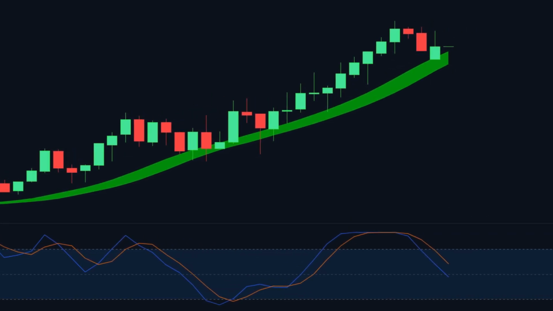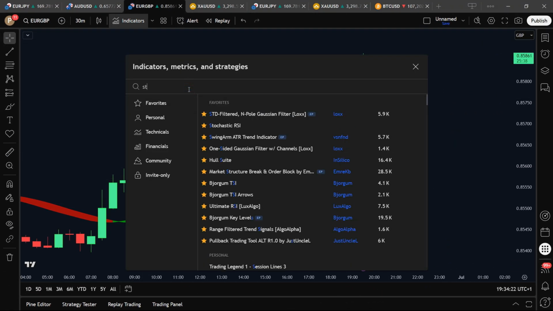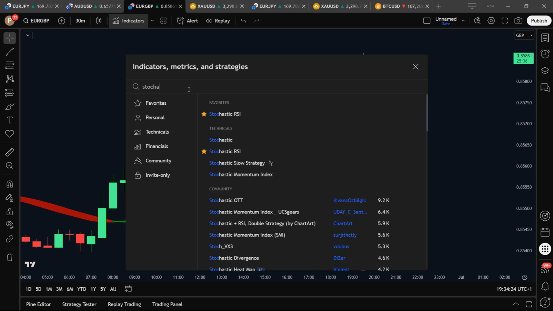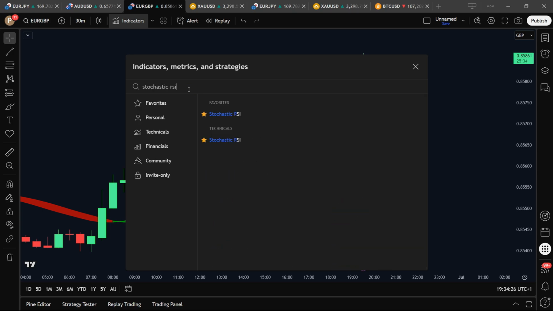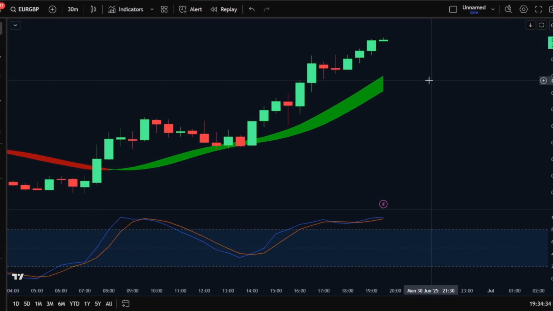Let me show you how to add it. It's completely free on TradingView. First, click the Indicators tab again. In the search box, just type Stoch RSI. The very first one that pops up, Stochastic RSI, is the one we want. Click it. Now you have this new panel at the bottom of your screen.